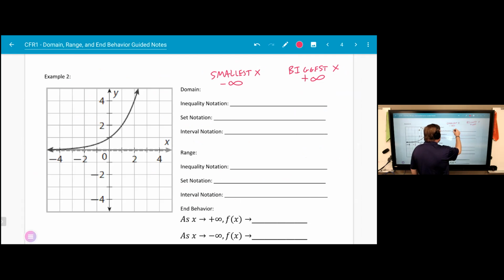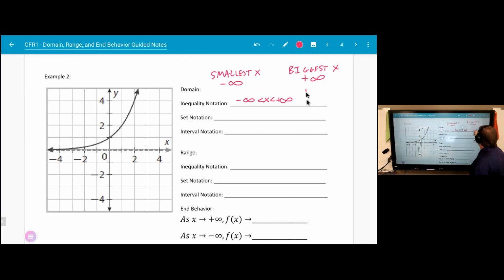We've got this negative infinity to positive infinity. If I had to write it out, it would look like this. But we also call that all real numbers because it includes every number. If I look from negative infinity to positive infinity, that means every single number is included. So again, we're going to use this symbol instead. We're just going to go with all real numbers.